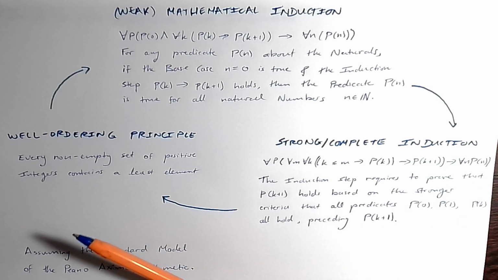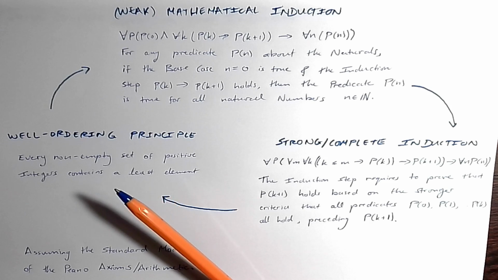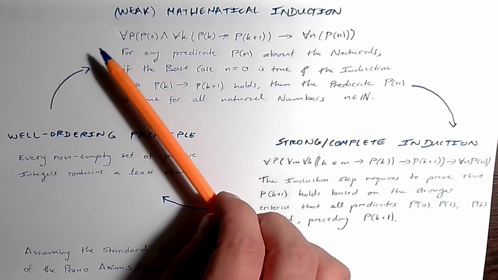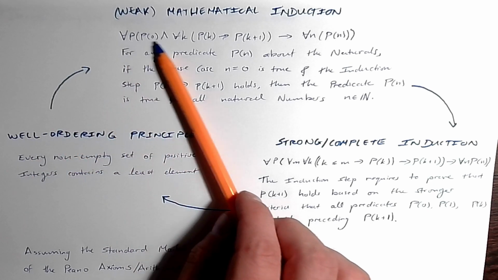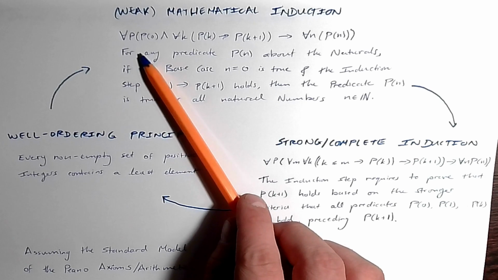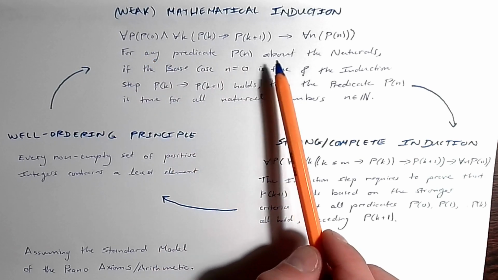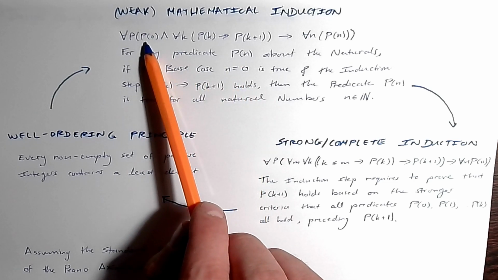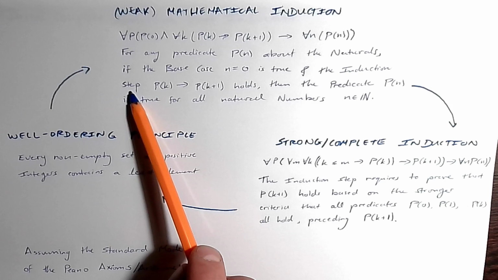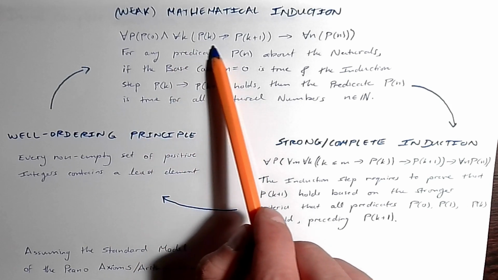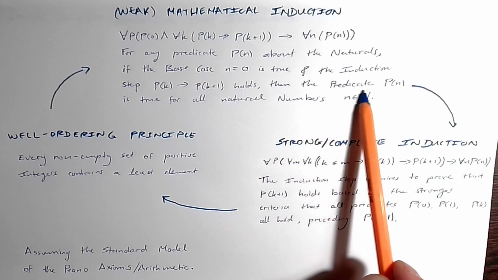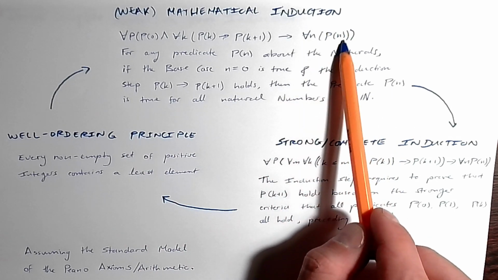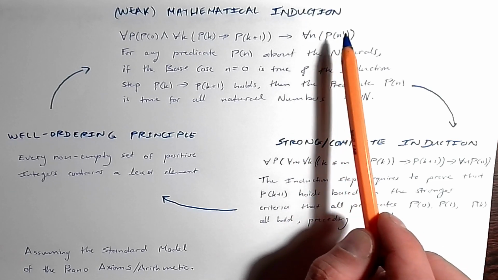Alright, so let's just go through the statements to remind ourselves what we're trying to achieve. The principle of mathematical induction states that for any predicate P about the natural numbers, if the base case is true, that's this P of 0, and the induction step holds, the step over here, then it follows that for any number n, P of n is true.